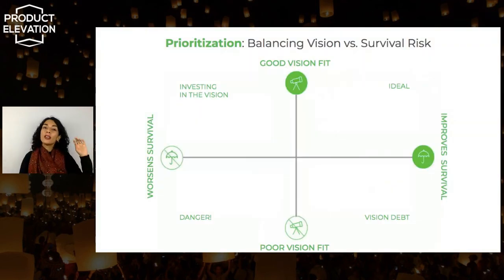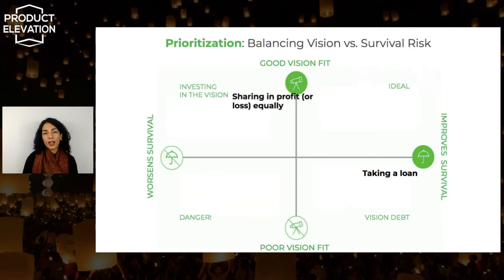Once you've thought about vision and strategy, you now need to apply it in priorities. So how did Lijat do this? Well, they started off by taking some vision debt. They took a loan because they needed that to survive, but it wasn't good for their long-term vision. But to counteract that vision debt, they invested in the vision by deciding that they would share in profits or losses equally, that they would never take charity.